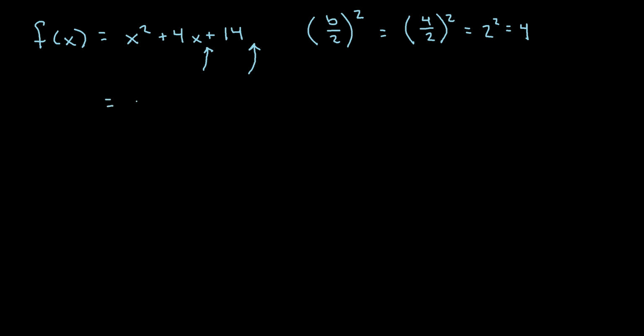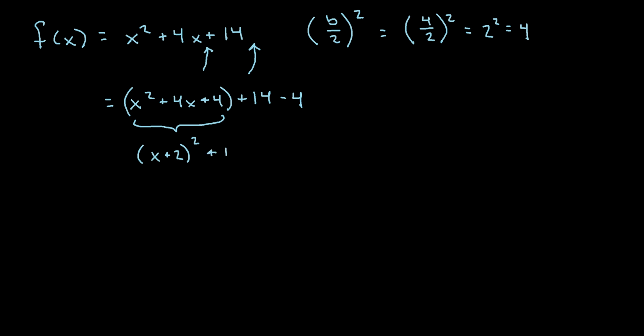So we'll rewrite the whole thing as x squared plus 4x plus 4, and then we've got plus 14, and then we need to do minus 4. So we add the same value inside the parentheses that we subtract outside of the parentheses. So this parentheses right here can be rewritten as x plus 2 squared. And then out here we've got 14 minus 4, that's just 10. Plus 10. So all we've done so far is just rewritten this original equation.